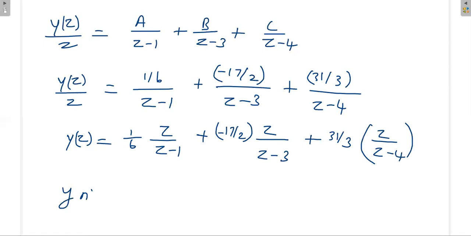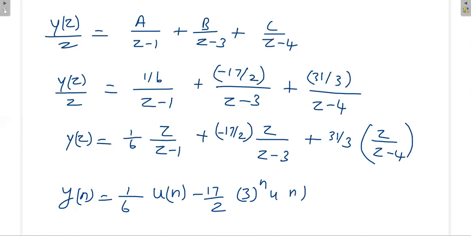So y(n) is equal to 1/6. What is z by z minus 1? That is u(n). So u(n) plus minus 17/2 a power n u(n), that is 3 power n u(n), plus 31/3 4 power n u(n). Again, here also we are assuming the causality nature, only the right side, but not the left side.